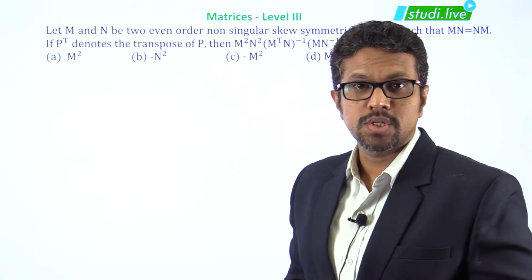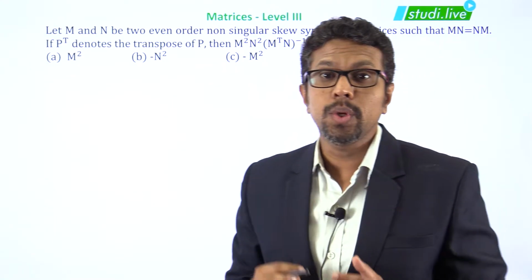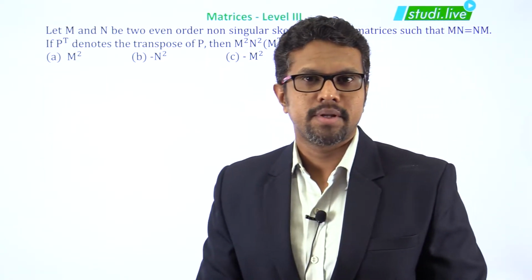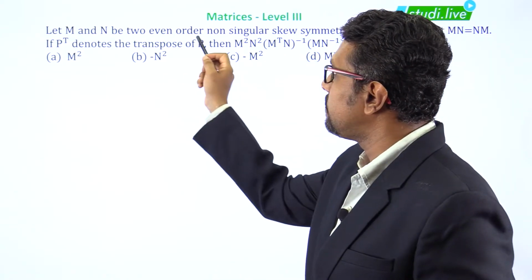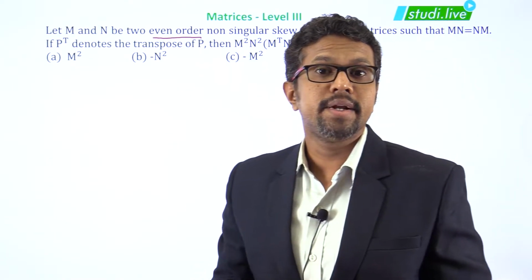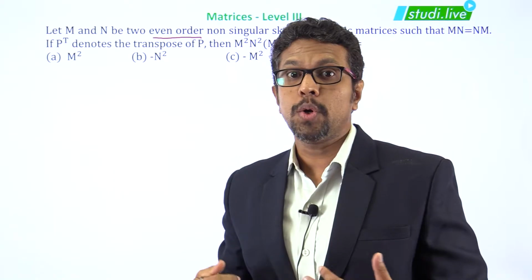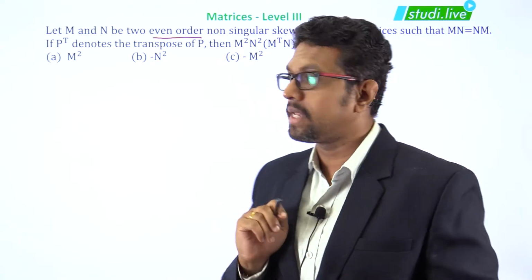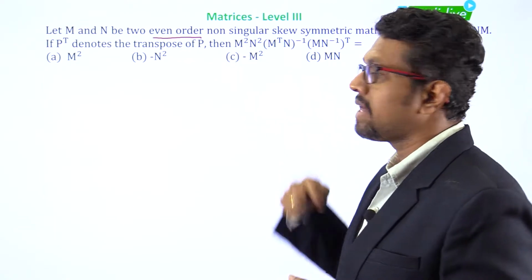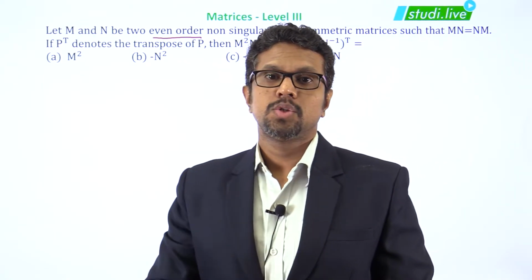Okay, so you can see this question over here. M and N are two even order non-singular skew symmetric matrices. First of all, why is it even order? If it were odd order, then the determinant of a skew symmetric matrix automatically becomes 0. That is a property. So over here it is mentioned that it is even order, and it is also mentioned that it is a non-singular skew symmetric matrix.